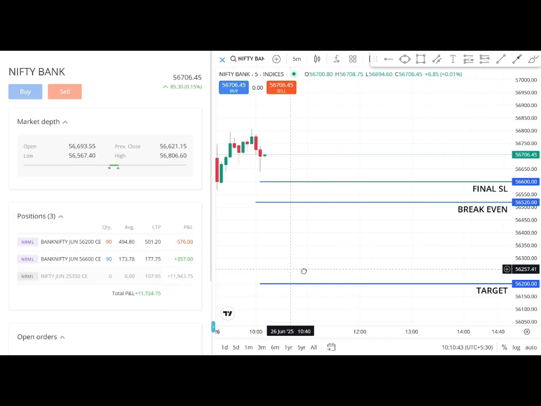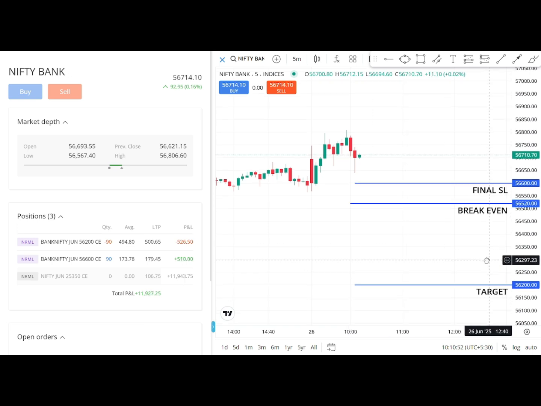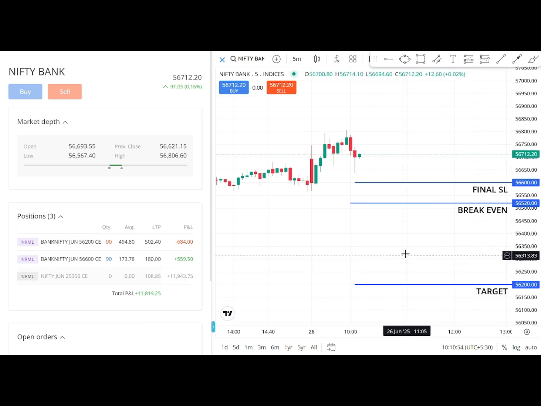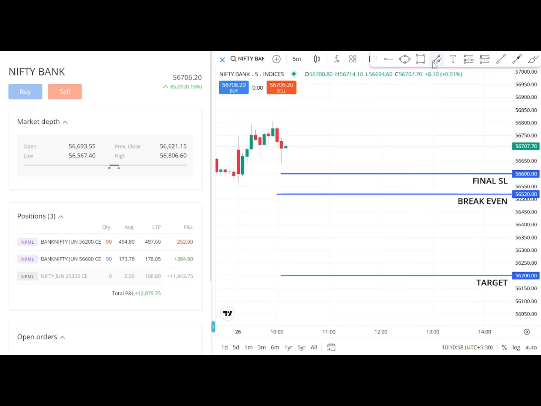You can clearly see the PNL. We are profitable. You can see we are at 11,000. If we lose, only 6,000 is lost, so we're still in profit of 5,000. So if we win 29,000, let's wait for it.